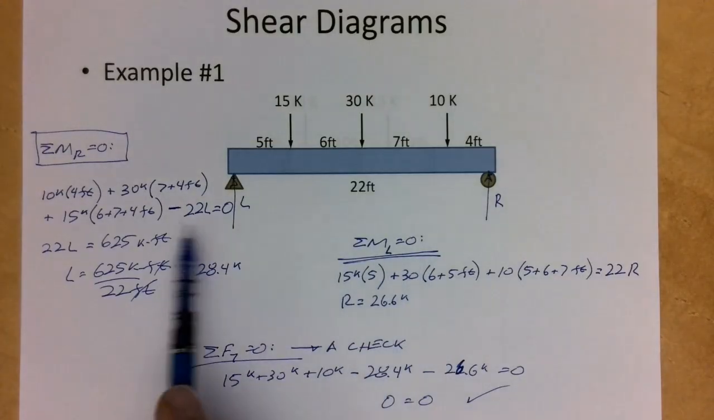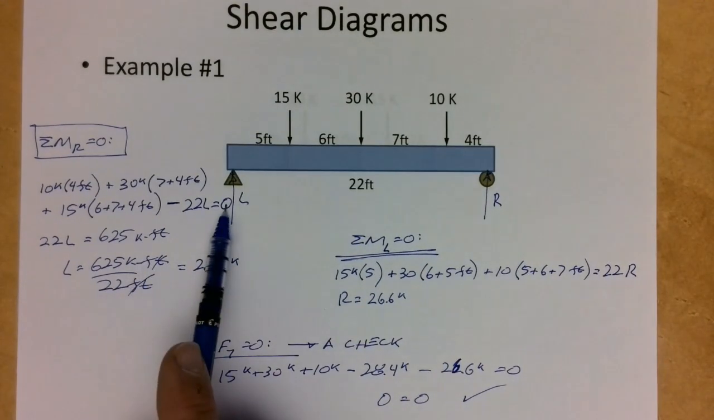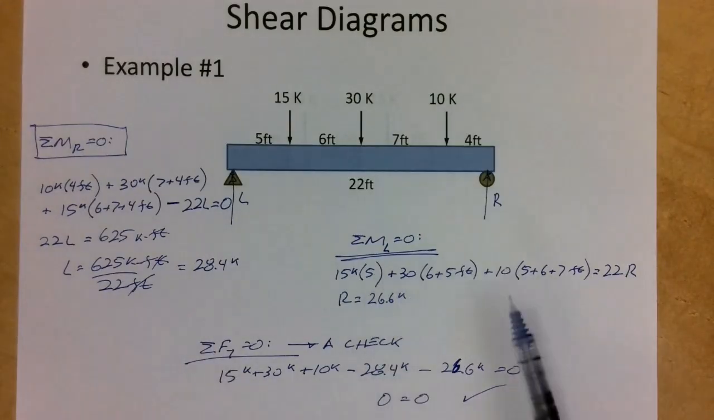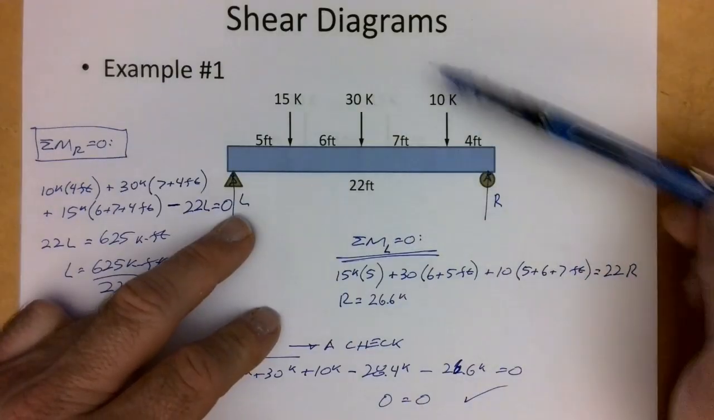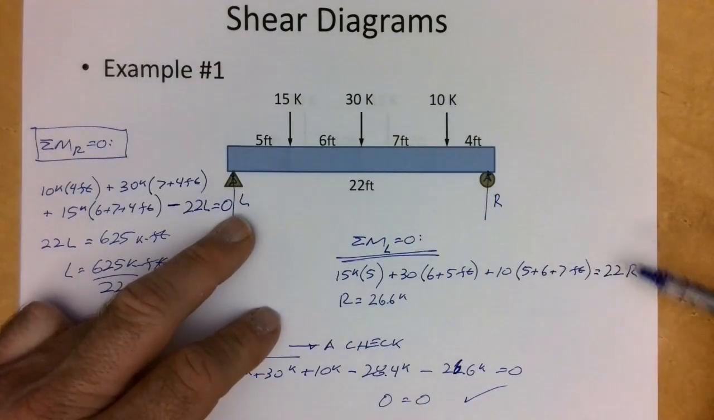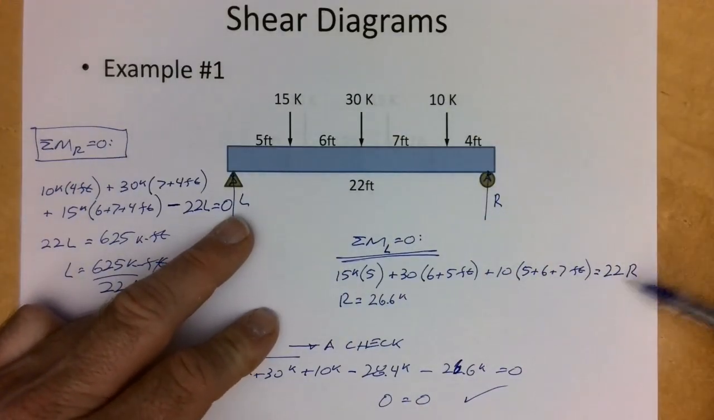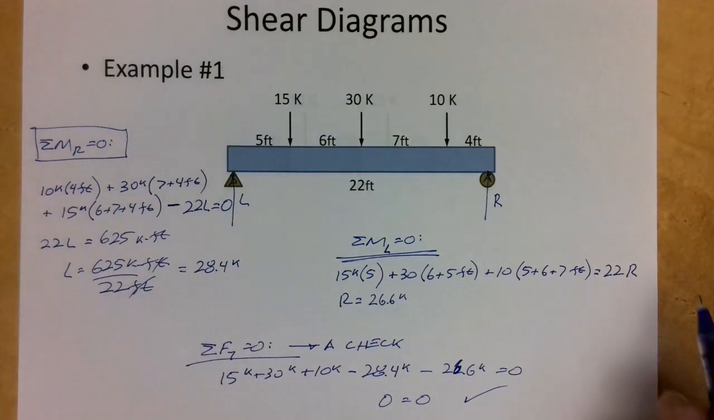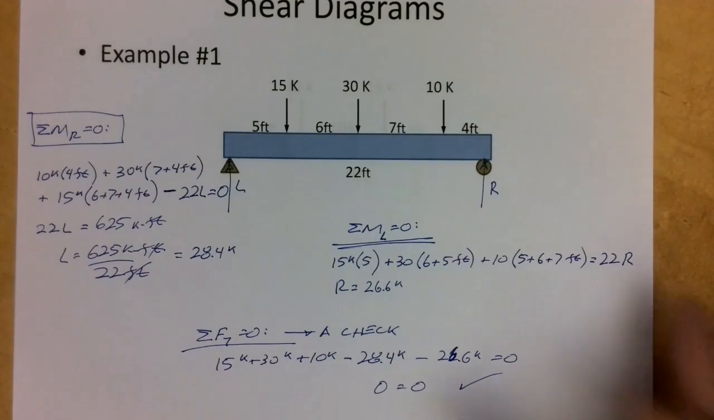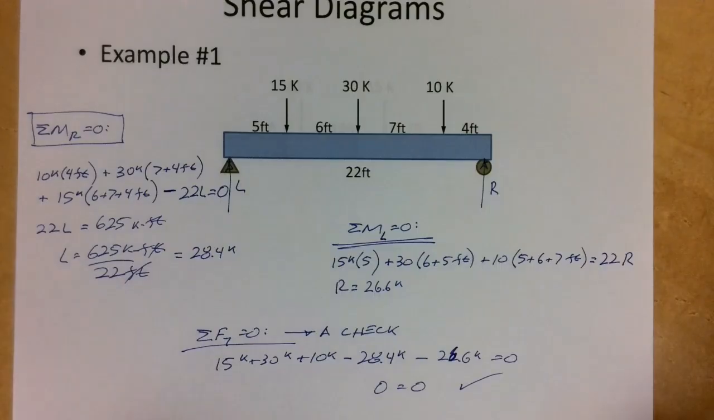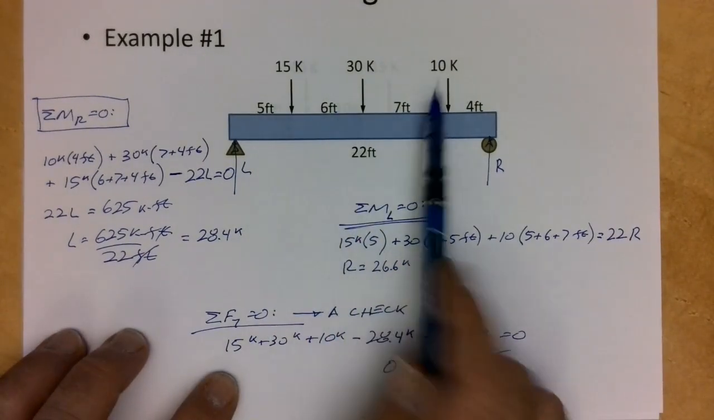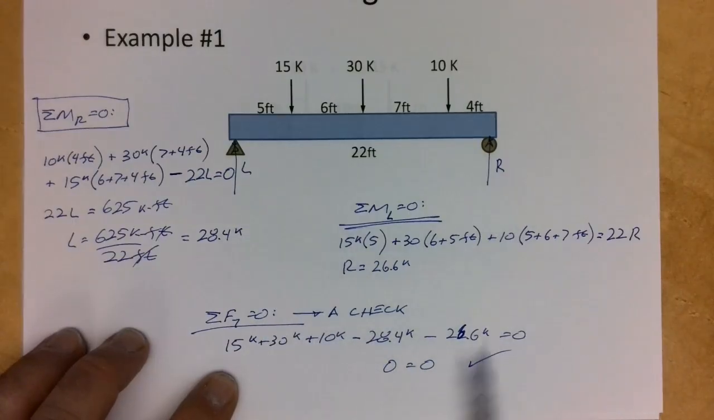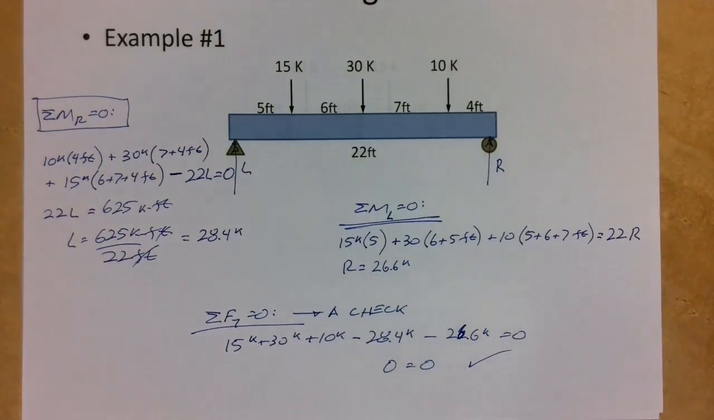And then here, on this one I wrote everything on the left, set it equal to 0. On this one I set all of the moments going in the clockwise direction on one side and the moment going counterclockwise on the other side of the equation, or the equal sign, which for me is easier to keep track of. And at the end I summed the forces, so I took the input loads, added them together, subtracted out the reactions, and they were 0, which is exactly what I wanted.